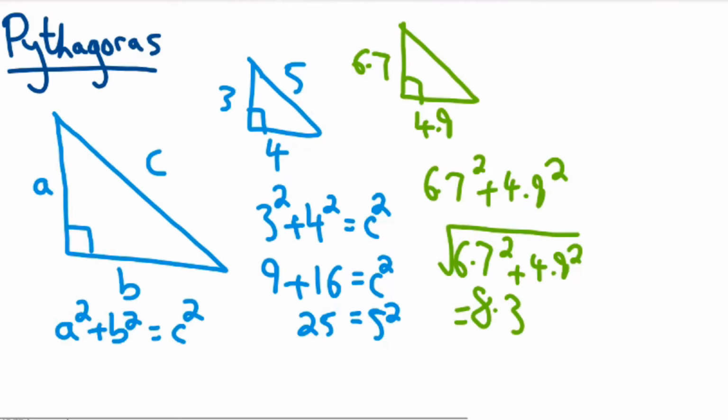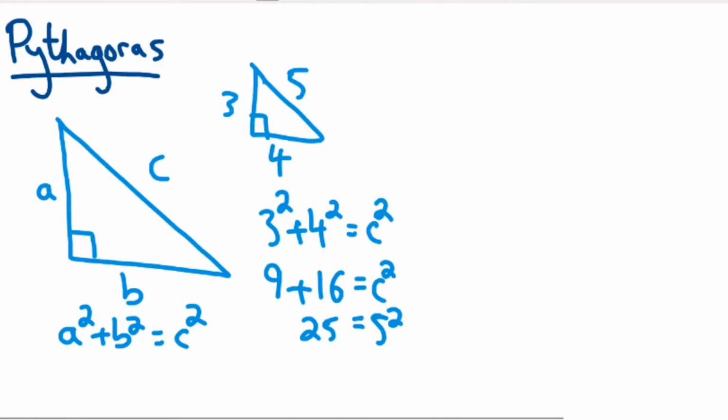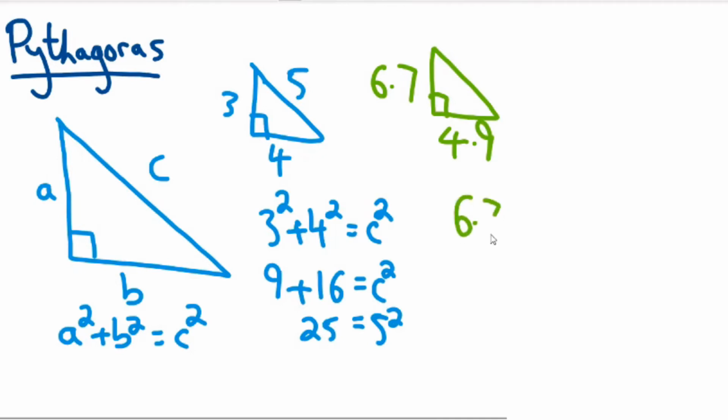8.3. If we then wanted another example, we just draw ourselves another right-angled triangle. The sides don't actually have to be whole numbers, and in fact most often they may not be. So let's say this is 6.7 here, and this is 4.9. Again, with the long side being the thing that we don't know. As before, we can just set this up to say that 6.7 squared add the 4.9 squared is going to be what gives us this squared.